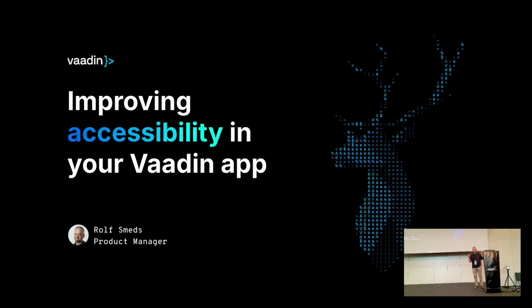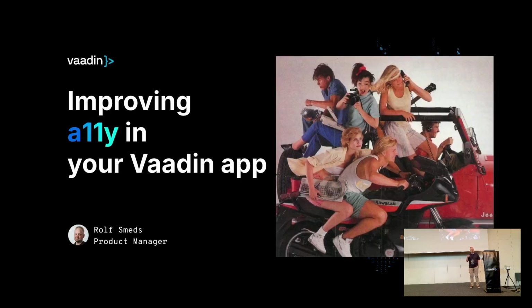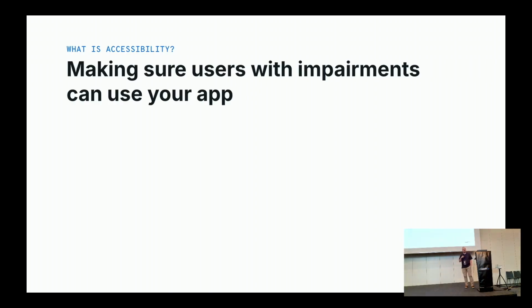So, this topic is about accessibility. Improving accessibility or achieving accessibility in your Vaadin application. Accessibility, or as the cool kids say, A11Y, is essentially about ensuring that people with any kinds of impairments are actually able to use your application or your website or whatever it may be.